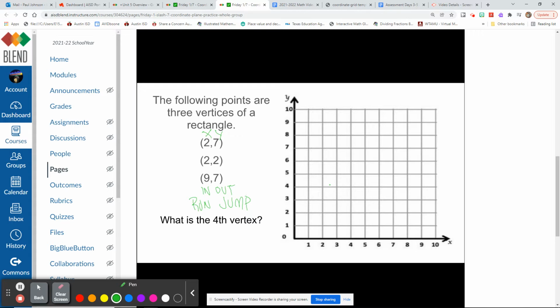So, first point is 2, 7. So what we're going to do is we're going to run 2 spaces on our x-axis and jump 7 spaces on our y-axis, and that'll put us right here. That's our first point, 2, 7.